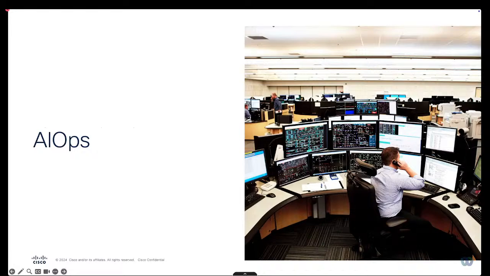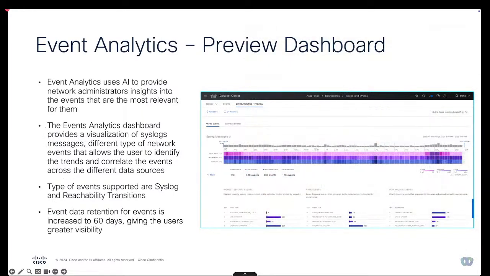Now let's talk about AIOps. For all the monitoring of your network, we have added the event analytics preview dashboard. This dashboard has been improved lately. Now it replaces the traditional chronological event list so that you have more insight into the events that happen. We'll be able to categorize and display all the syslog messages based on severity level. You can see the different types of messages that you have been getting.